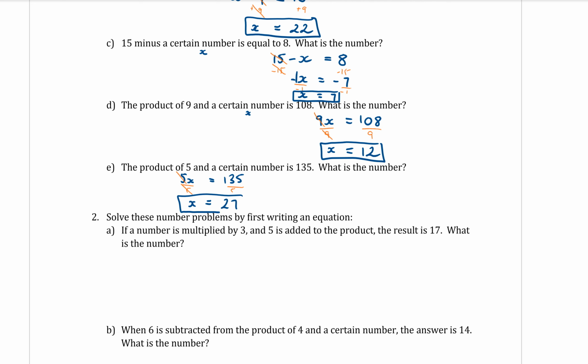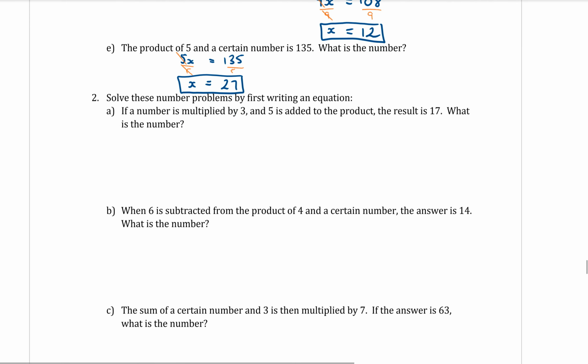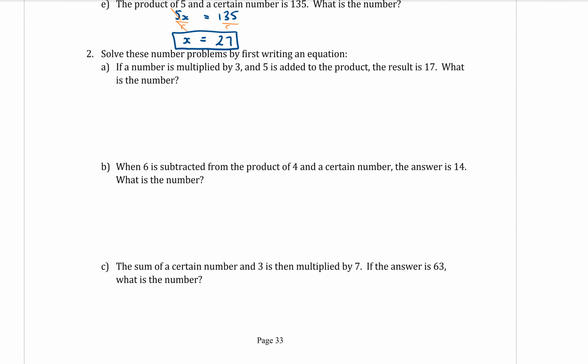Okay, so most of those ones that we've done there are one-step equations. We did have one that we had to do 2 steps because of the minus sign. Question 2, these ones are going to involve a few more steps. Solve these number problems by first writing an equation. If a number is multiplied by 3, so yep, there's my x, the number we're talking about is going to be the x. My x is multiplied by 3, so that means 3x.